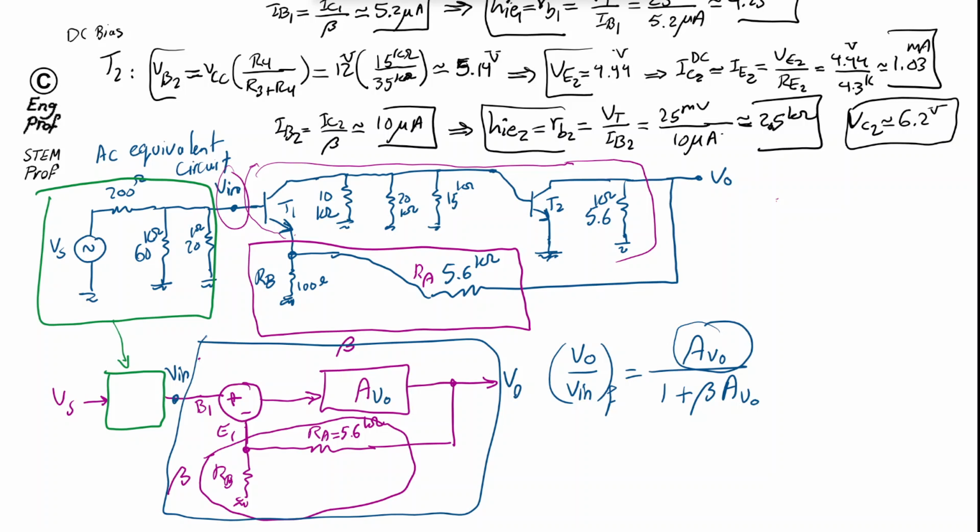Now, if the AV or open loop gain of the system, so this is the open loop gain, basically when feedback is not there, is very, very large, then in numerator and denominator, we can make the assumption that this whole thing is simply AV open divided by beta AV open, because beta AV open is much larger than 1. So this is effectively 1 over beta.